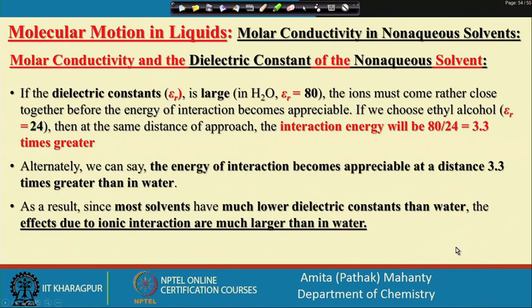So, what happens if you have a dielectric constant which is large, like water? The ions may come rather close together before the energy of interaction becomes appreciable. If we choose ethyl alcohol, for which the dielectric constant is 24, at the same distance of approach the interaction energy will be 80 by 24, 3.3 times greater. Alternately, we can say the energy of interaction becomes appreciable at a distance 3.3 times greater than in water.